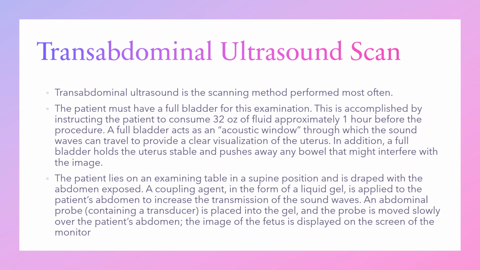The patient lies on an examining table in a supine position on their back, and they're draped with the abdomen exposed. A coupling agent in the form of a liquid gel is applied to the patient's abdomen to increase the transmission of the sound waves. An abdominal probe containing a transducer is placed into the gel, and the probe is moved slowly over the patient's abdomen. The image of the fetus is displayed on the screen of the monitor.